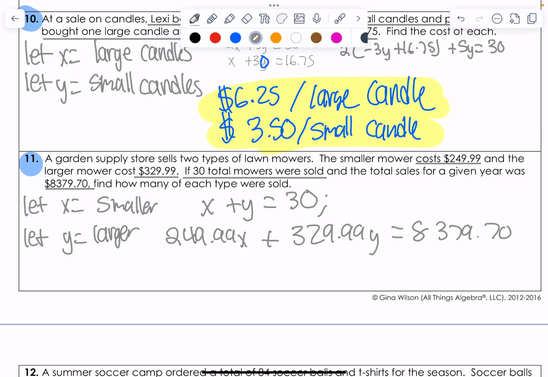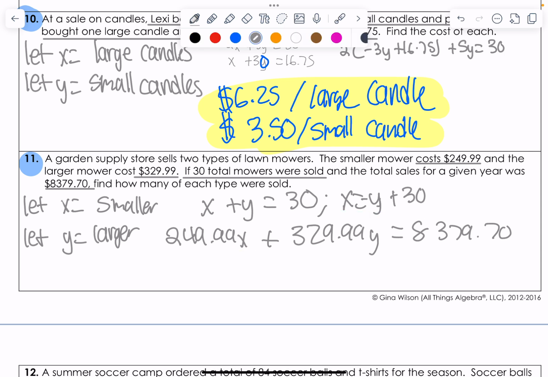So let me go ahead and do that now. Subtract y. X is equal to negative y plus 30. Again, all I did was subtract y over to this side. X equals negative y plus 30. So let's take that value of x and plug it in for x.